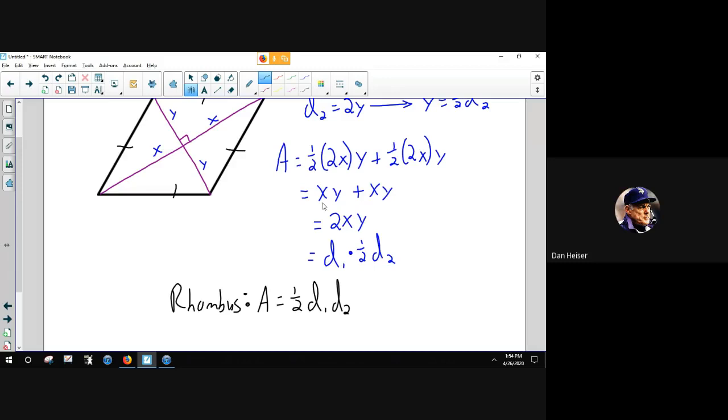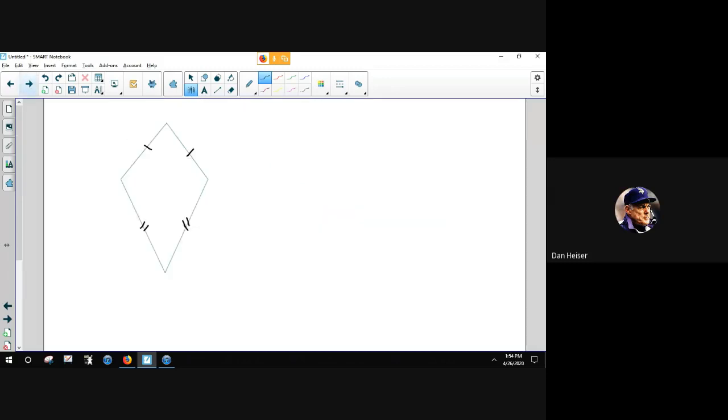One final formula to take a look at for this section: area of a kite. Again, I'll start by drawing in both diagonals. We know that a kite's diagonals are perpendicular, just like in our last figure.